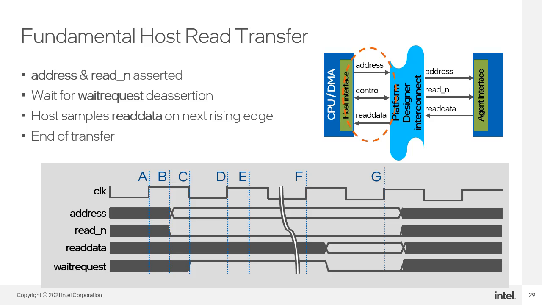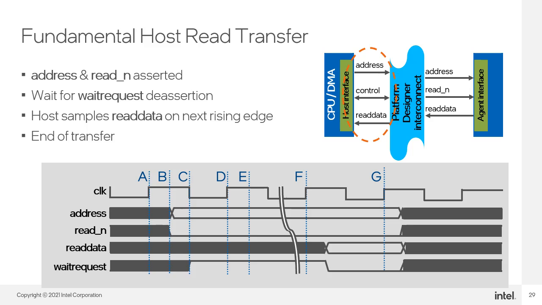Let's start with a fundamental read transfer on the host side of the interconnect. After a rising clock edge, the host asserts the read enable signal and specifies an address to read, as seen at point B in the timing waveform.